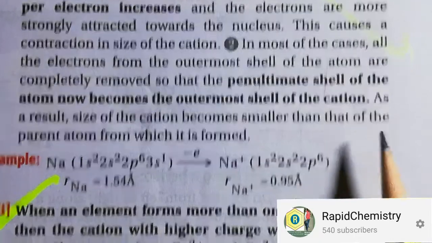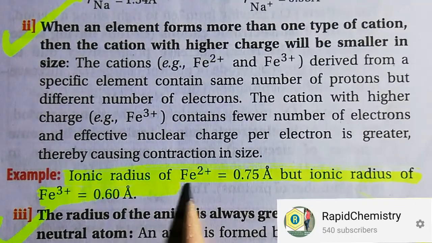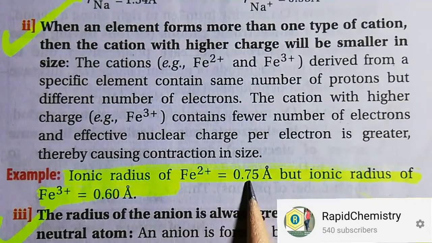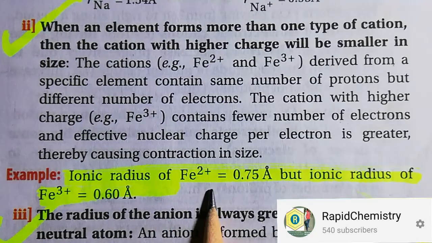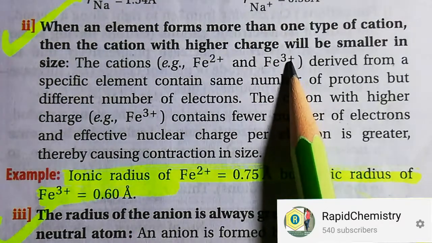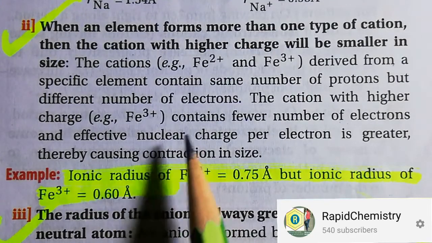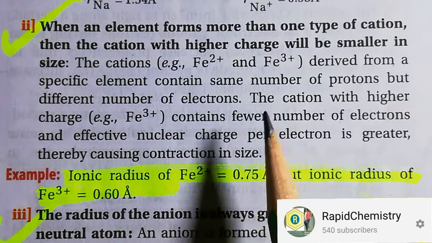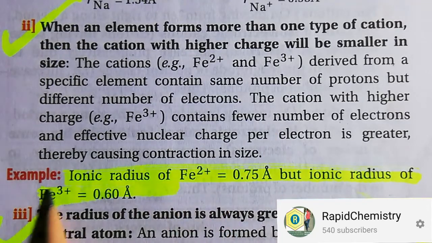Okay, and just look at a few more examples here. The ionic radius of Fe2+ is 0.75 angstrom, but that of Fe3+ is 0.60 angstrom. That means the more the positive charge, the lesser the size, and it can also be explained very easily. From Fe, if 2 electrons are lost, we get Fe2+, and if one more electron is lost, we get Fe3+.